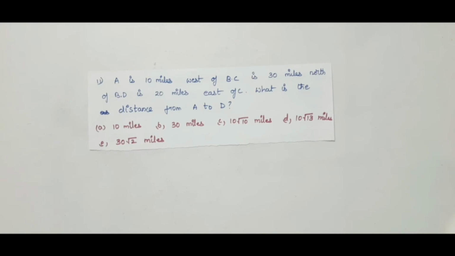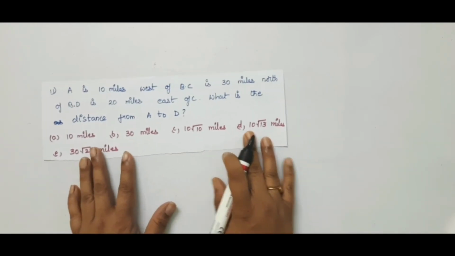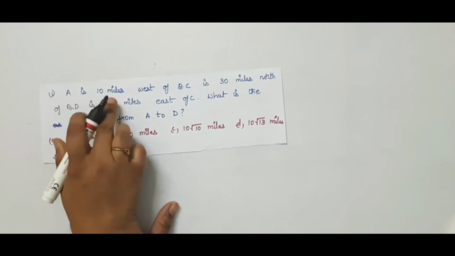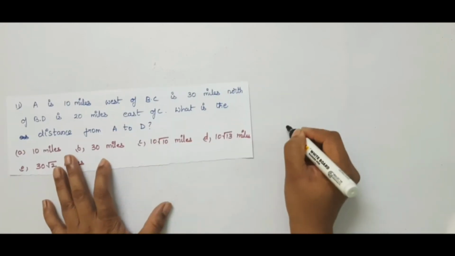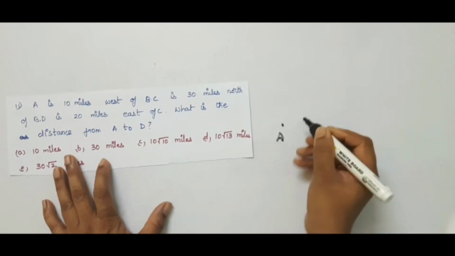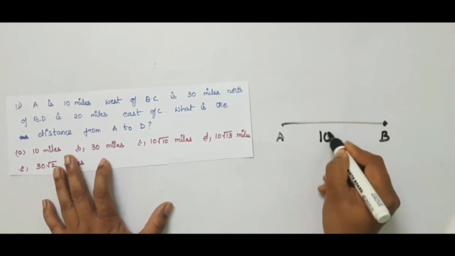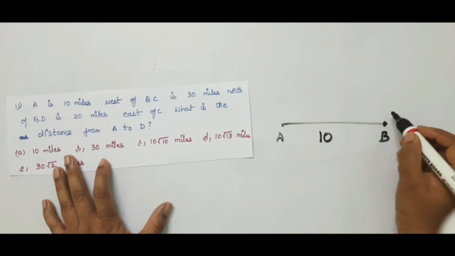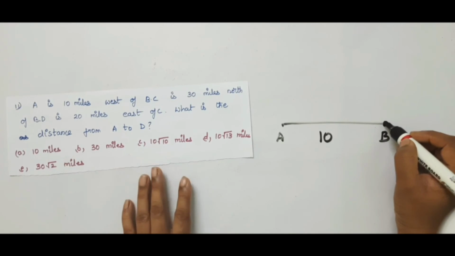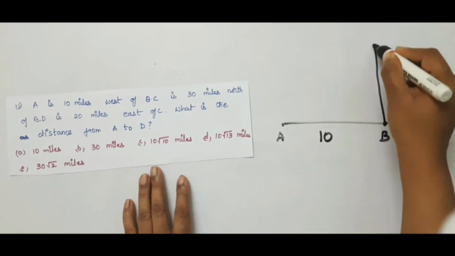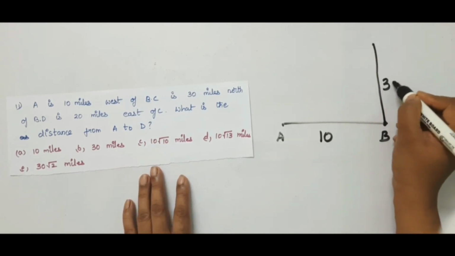If this type of problem is given involving directions, simply draw a rough diagram first, using the sentences given in the problem. Here it is given that A is 10 miles west of B. So suppose this is A, and the distance to B is 10 miles, and C is 30 miles north. So north of B means this direction. So it is 30 miles.